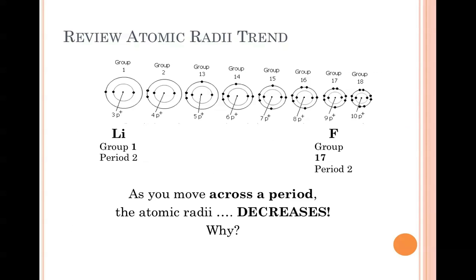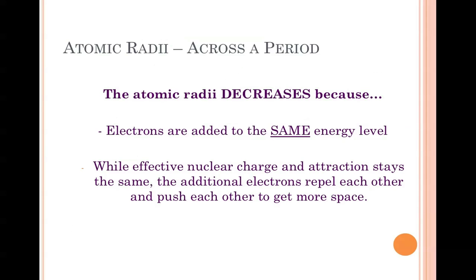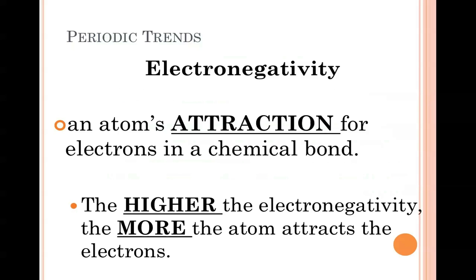It gets smaller as you move towards your nonmetals. Why does this happen? The electrons are added to the same energy level, and while the effective nuclear charge and attraction stays the same, these additional electrons are going to repel each other and push each other away from the nucleus to get more space from each other. So how does this all relate to our two new trends?